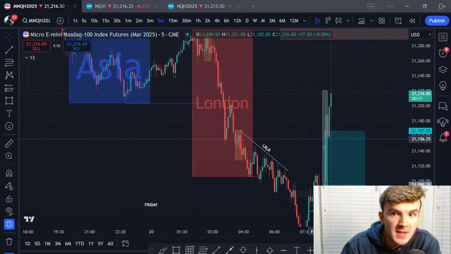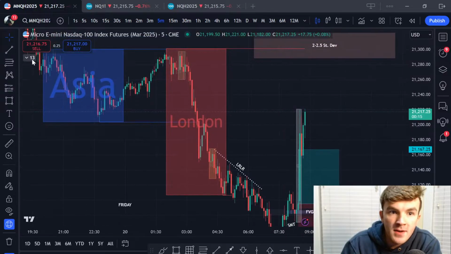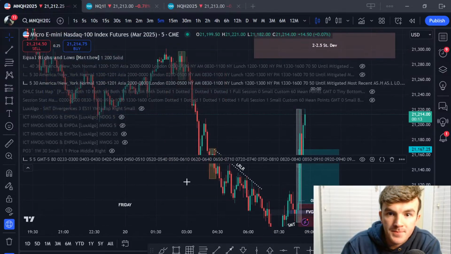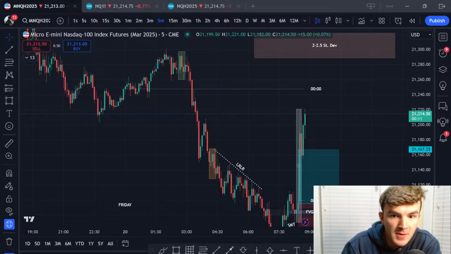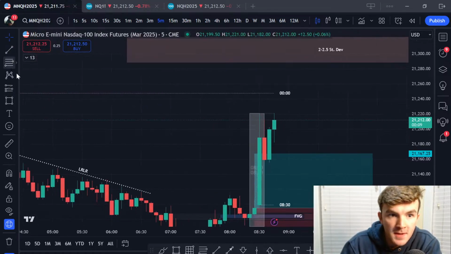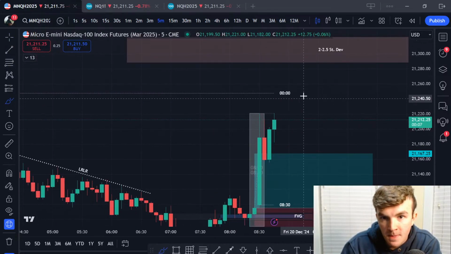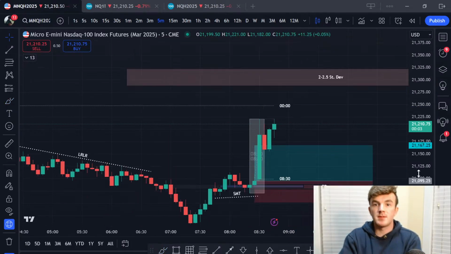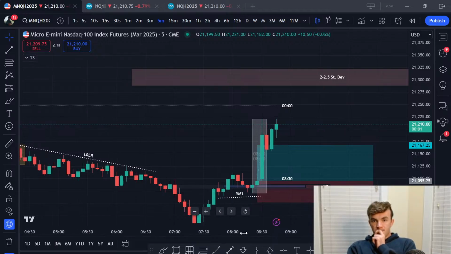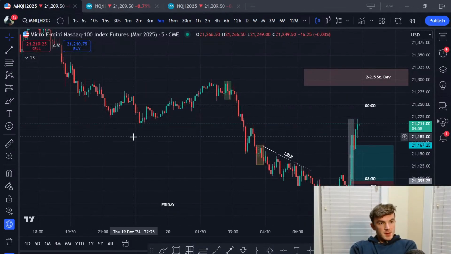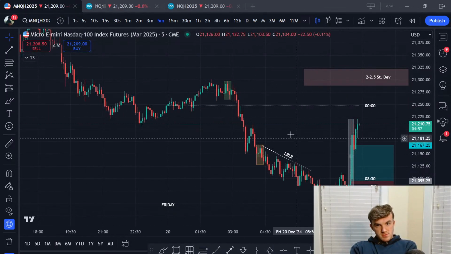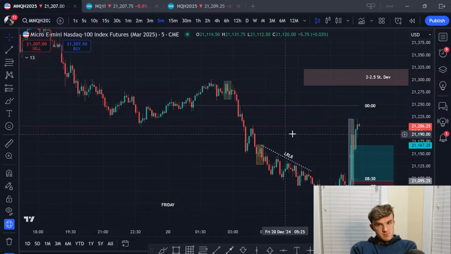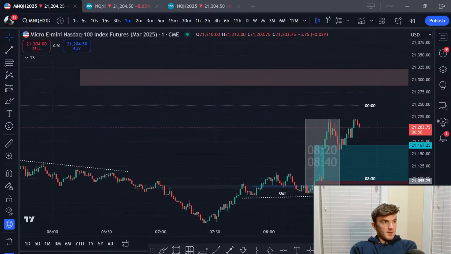So far I'm not seeing anything. We have midnight right here. I'm curious how we will react when we get to midnight. Should be interesting. Looking for more SMTs.